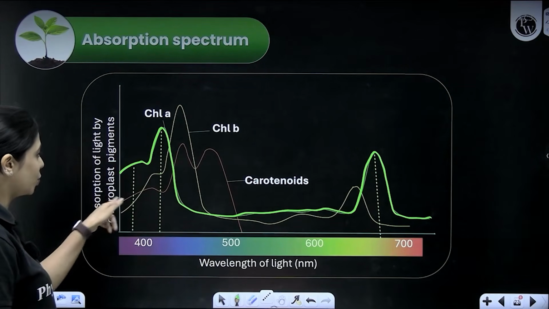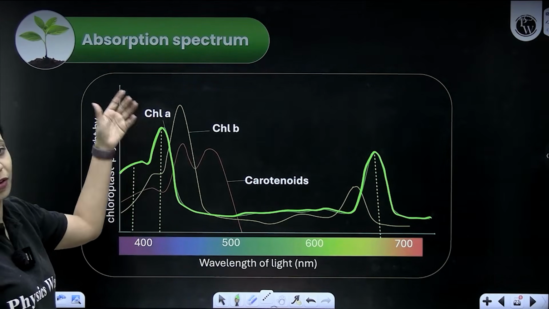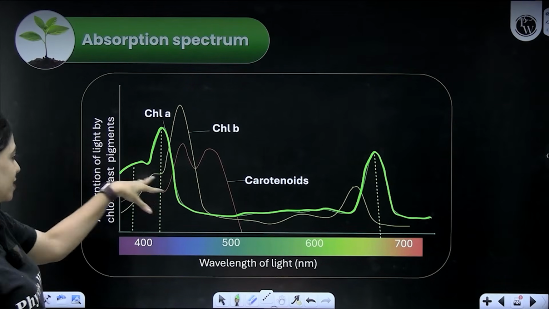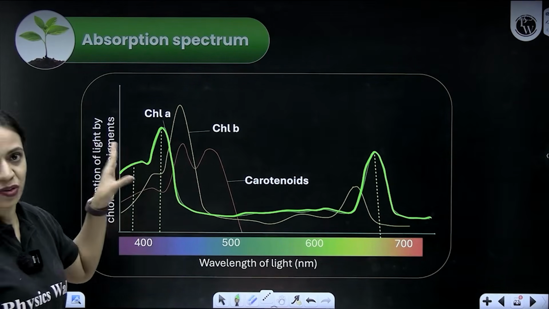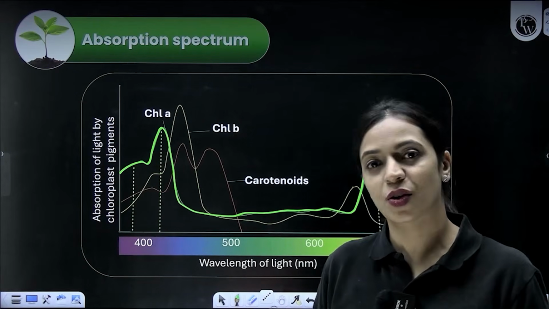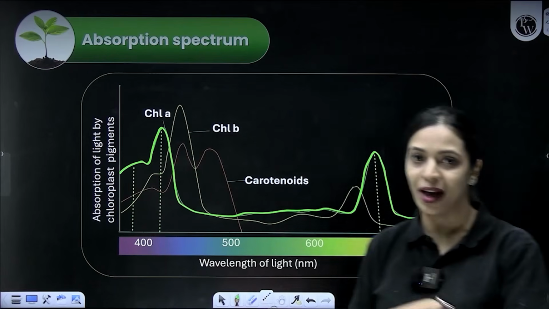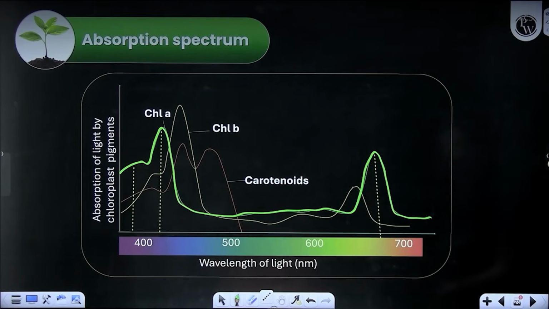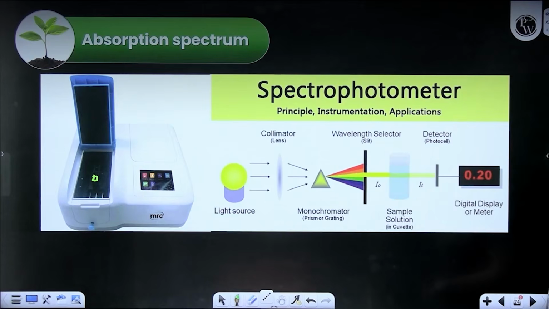And then similarly you do something similar for chlorophyll B, and then you do something similar for carotenoids as well, and you get this absorption spectrum. This is called the absorption spectrum. Very clearly I want you to notice how on the x-axis you have various wavelengths, and on the y-axis you have the absorbance of pigments. Okay. That is called the absorption spectrum.